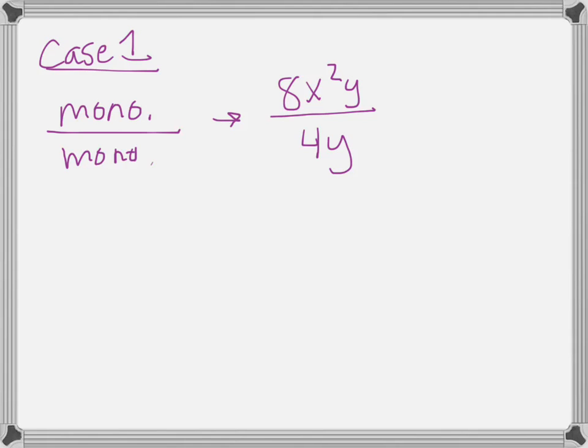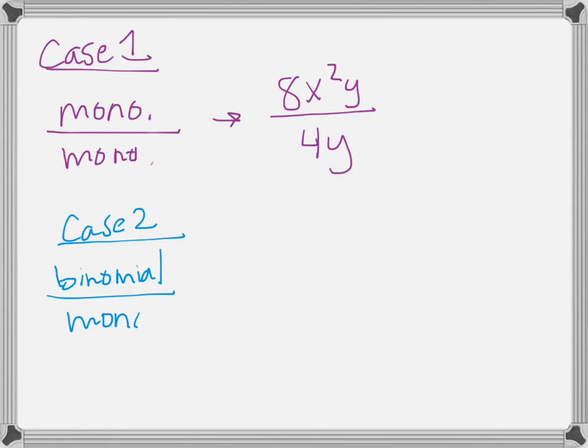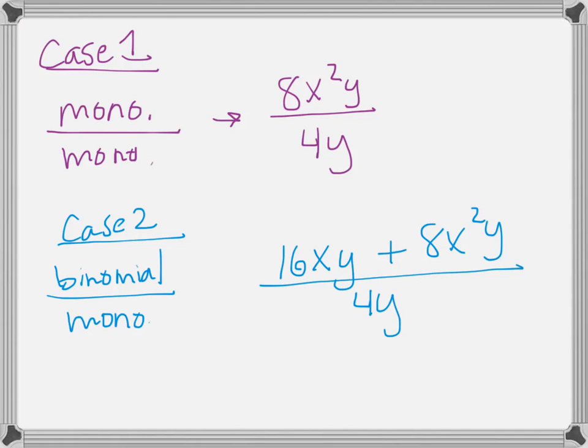Case number 2 is a binomial divided by a monomial. That would be something like 16xy plus 8x squared y divided by 4y. So at the top there is a binomial and the bottom is a monomial. I picked those in particular because what you get when you divide this binomial by this monomial is another binomial.